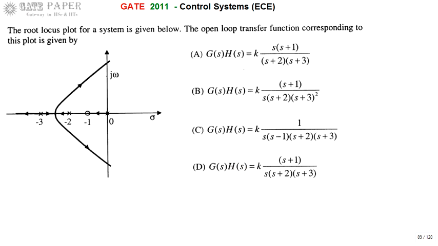Hello, we are discussing the GATE 2011 ECE paper. Look at the root locus plot given for a system. Find the open loop transfer function from that one.